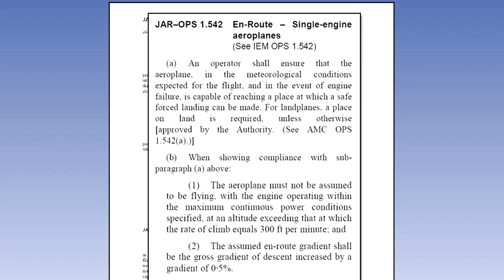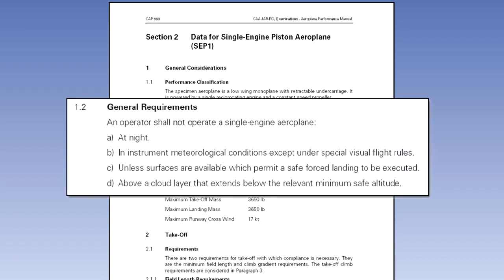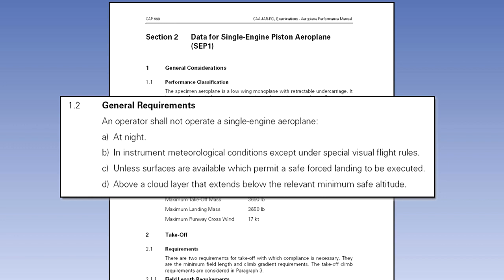We mentioned at the beginning of the lesson that the CAP manual has the en route regulations in it for you, but that they were scattered through the manual and not conveniently collected in one place. On page 1 of section 2 in the general requirement paragraph, point C is the regulation about ensuring that the aeroplane is not operated unless surfaces are available which permit a safe forced landing to be carried out in the event of engine failure.